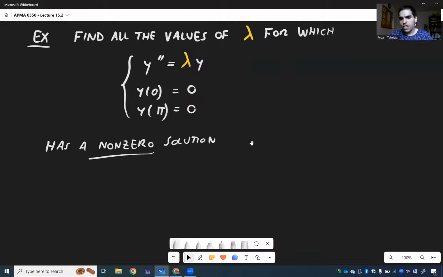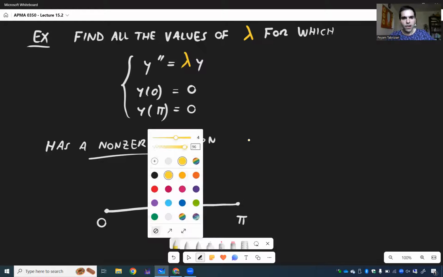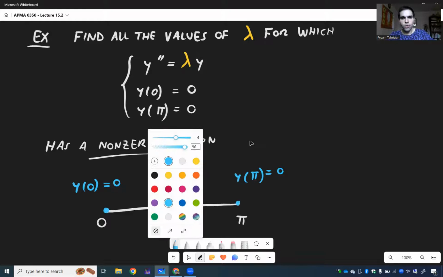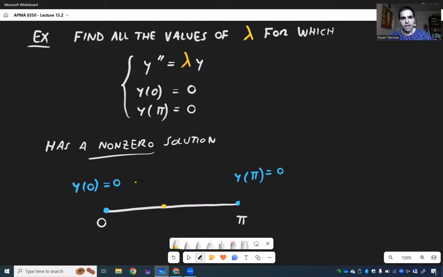And the way to visualize this is simply we have the interval 0, pi, and we require our solution to be 0 at 0 and 0 at pi. So y of pi equals 0, and we kind of want to figure out the value y of t.